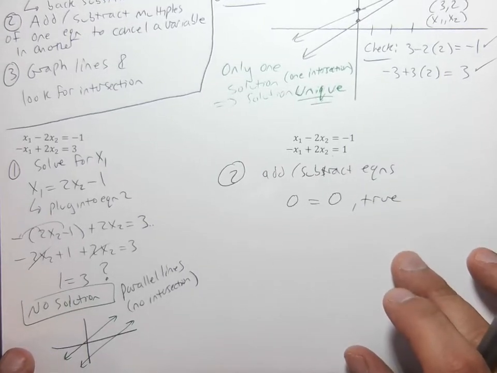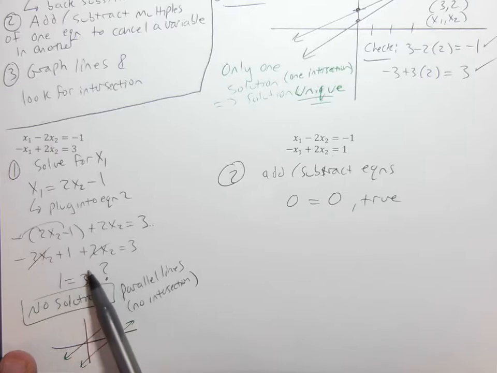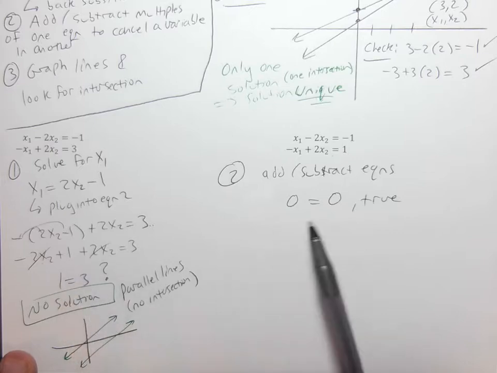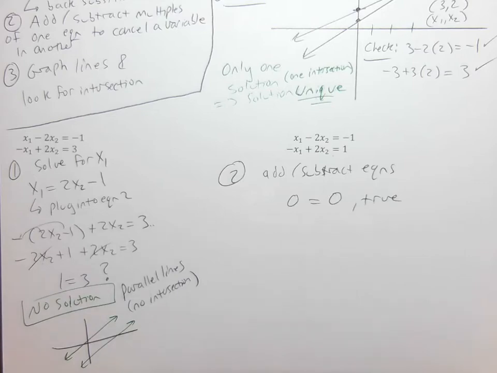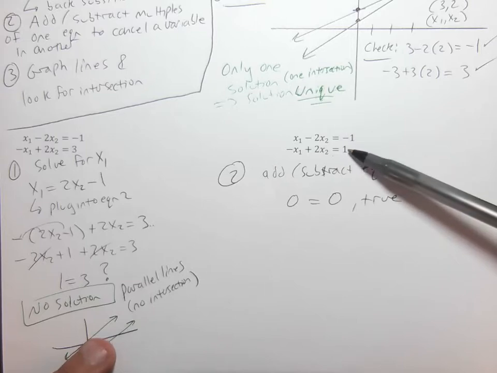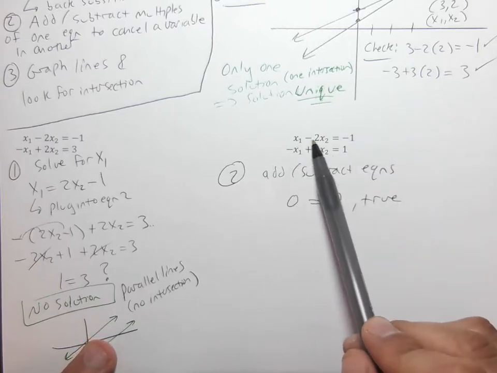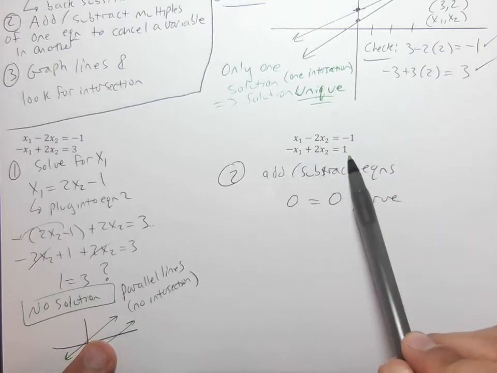And so we don't get a weird issue like the last one, right? 1 equals 3 was weird. That didn't make sense. 0 equals 0 is true. And so we do actually get solutions here. But the interesting thing is, this is just the same line written twice, right? So if you multiply the first equation by -1, you get the second equation.